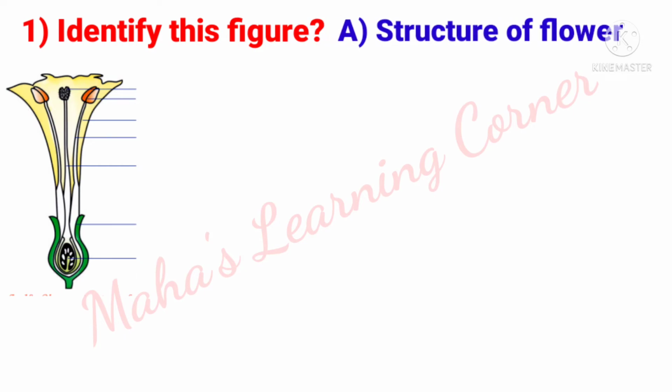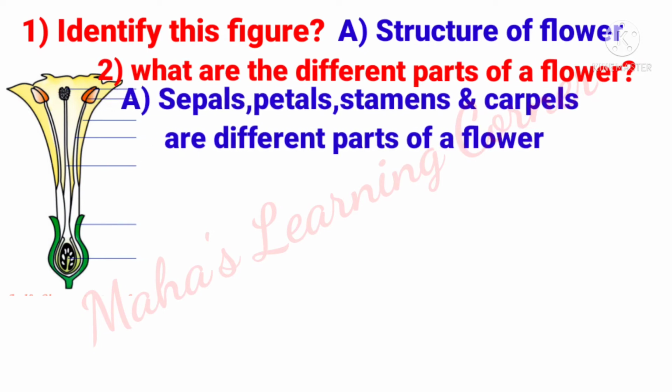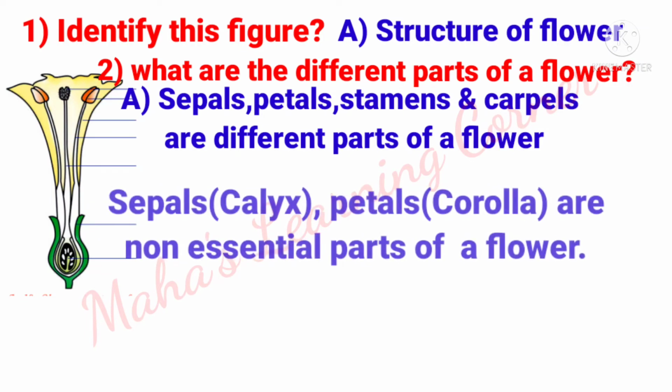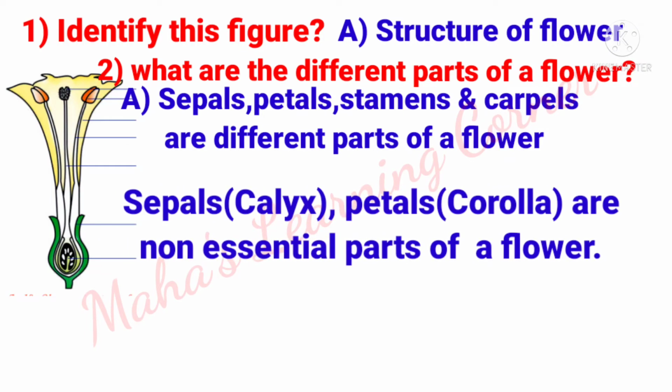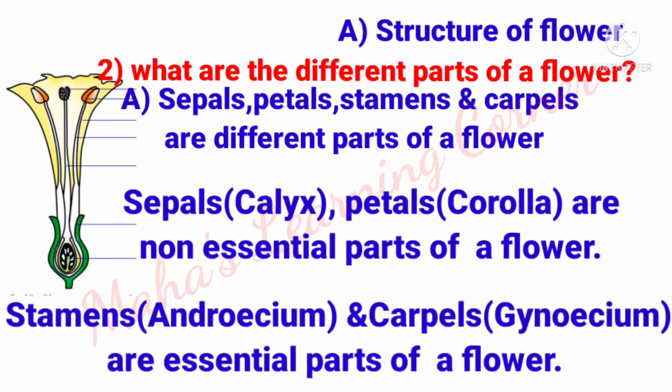Structure of flower. What are the different parts of a flower? Sepals, petals, stamens, carpels are different parts of a flower. Next one. Sepals and petals are non-essential parts of a flower. Stamens and carpels are essential parts of a flower.